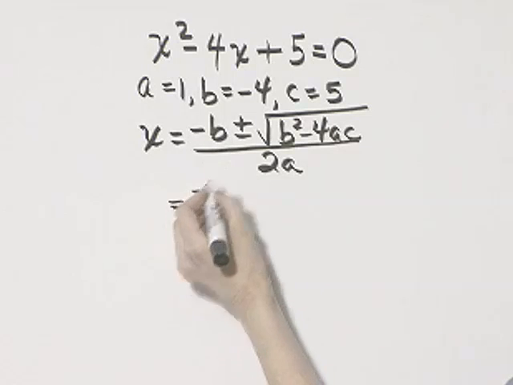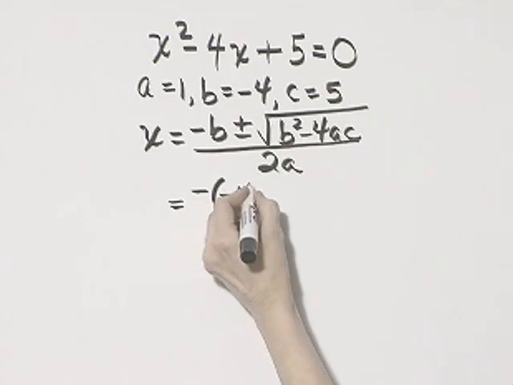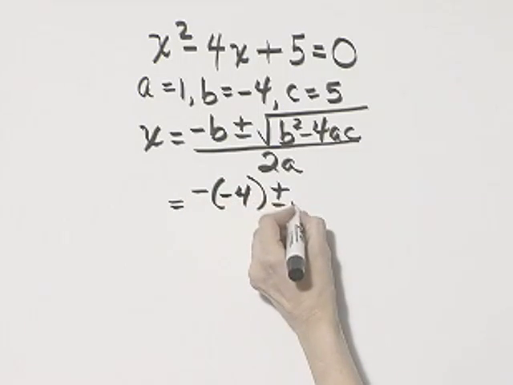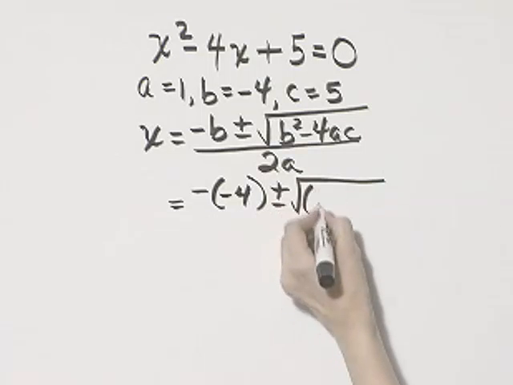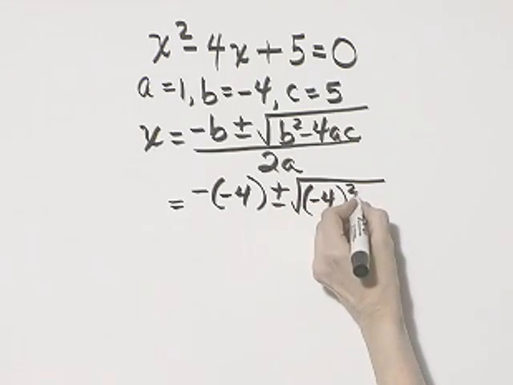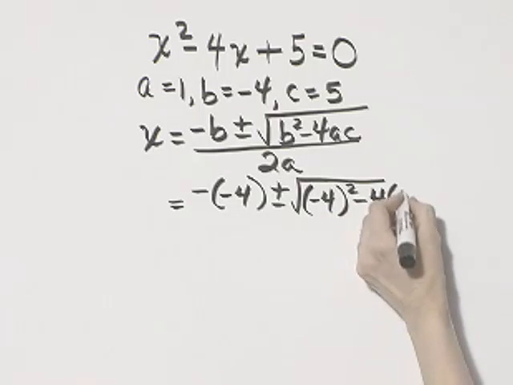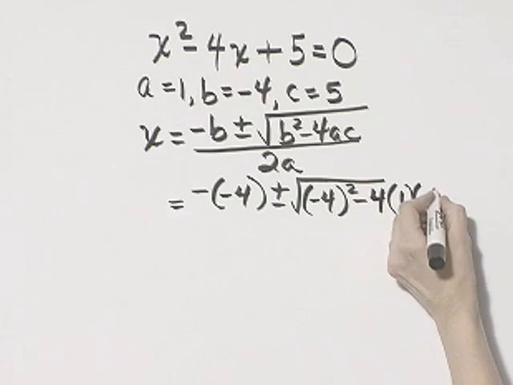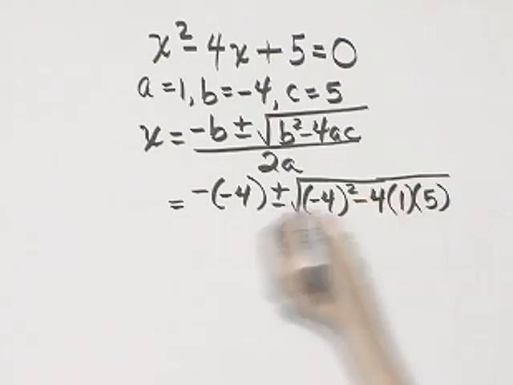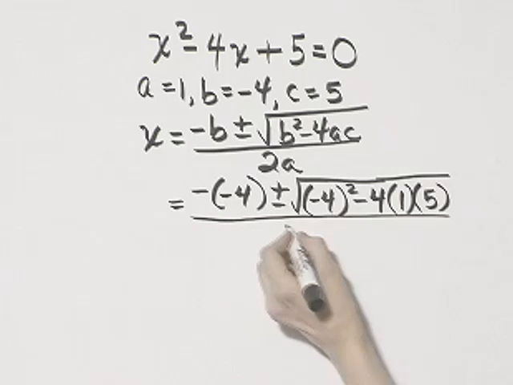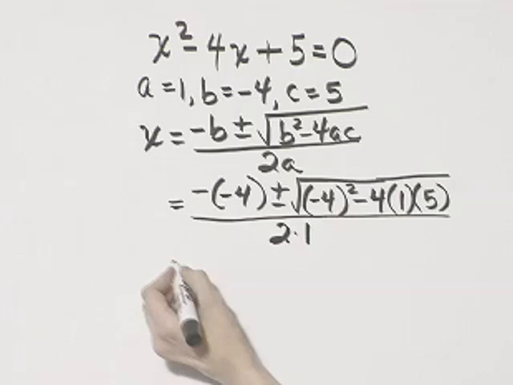So it's the opposite of b, which is -4, plus or minus the square root of b, which is -4 squared, minus 4 times a is 1 times c is 5, all over 2 times a is 1.